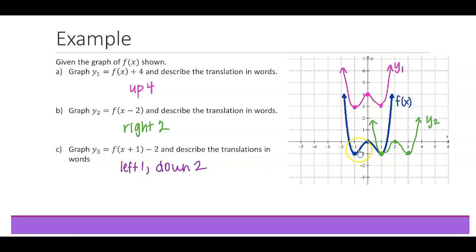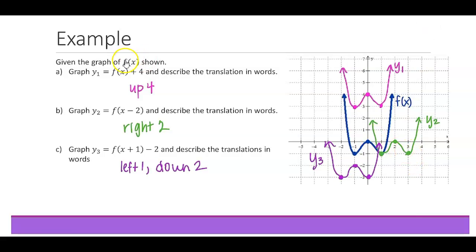So we're going to take the original parent function f of x and focus on those 3 values again and move them left 1 and down 2. So -1, -1 will go left 1, down 2, taking us to -2, -3. 0, 0 is going to go left 1, down 2, so we're at -1, -2. And then 1, -1 will go left 1, down 2 to be at 0, -3. So we'll go ahead and connect those, again trying not to change the general shape as best I can. And this is now the graph of y3.